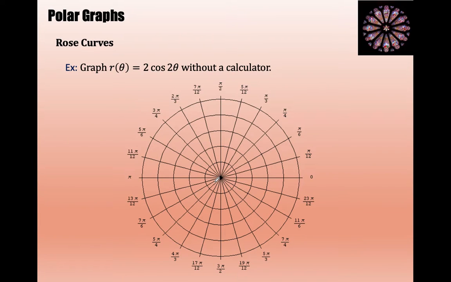All right, so rose curves. So in your notes, write rose curves. This is a rose glass, stained glass window, and the rose curves take their name from this kind of shape. So I want you to get out your calculator and put it into polar mode and enter 2 cosine 2 theta.